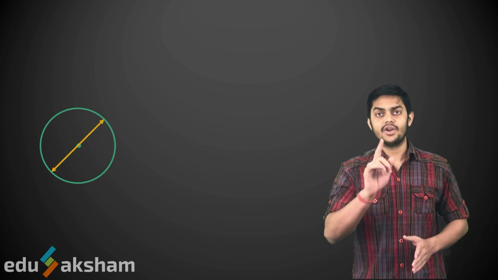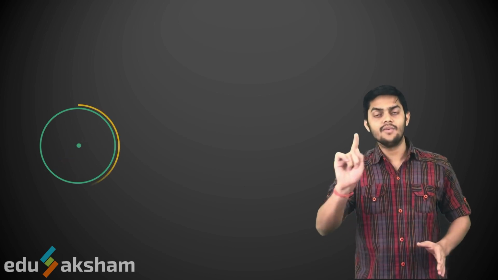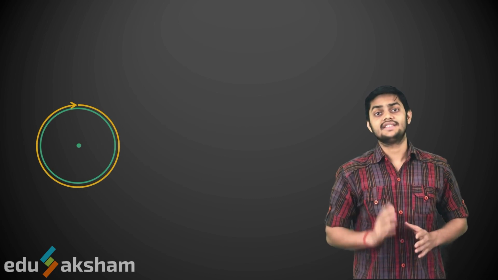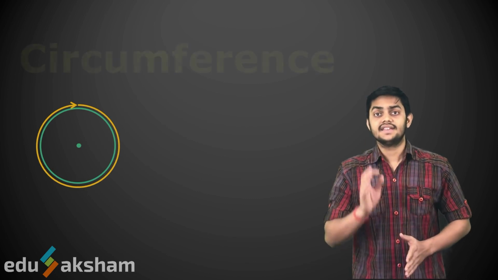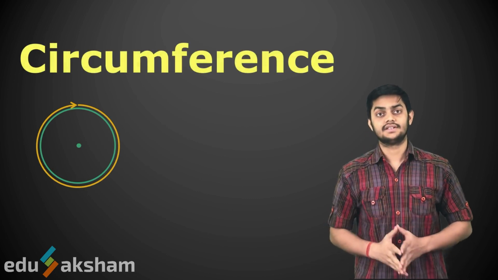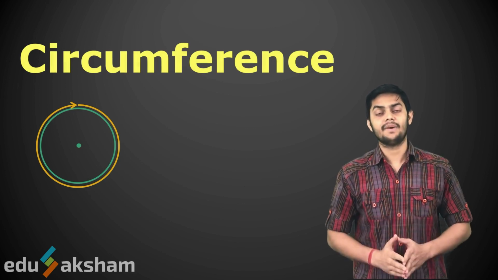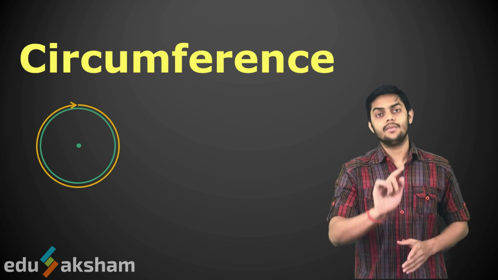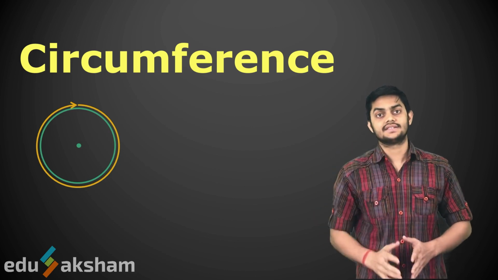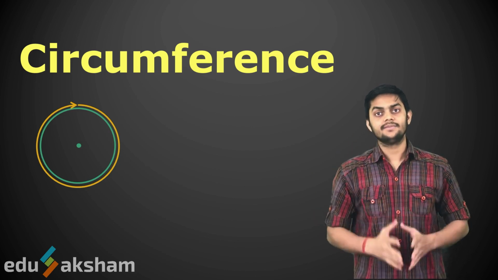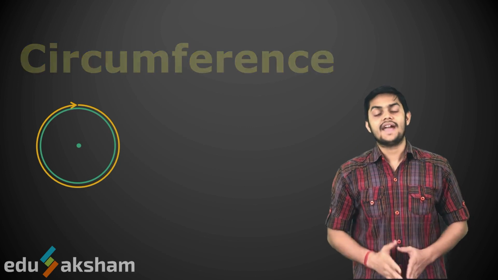If we start from a point on the circle and move along the circle in such a way that we end on the starting point itself, this distance is the circumference of the circle. So, if we run along the boundary of a circular park, we are actually covering its circumference. To understand circumference, we first need to understand pi.